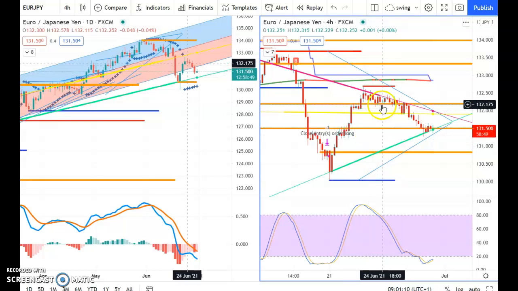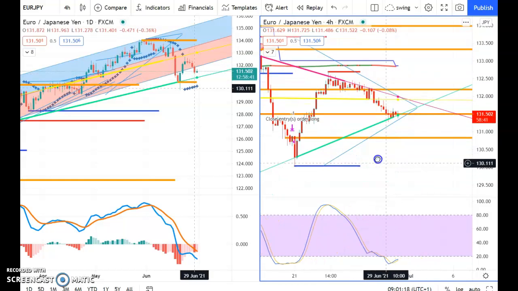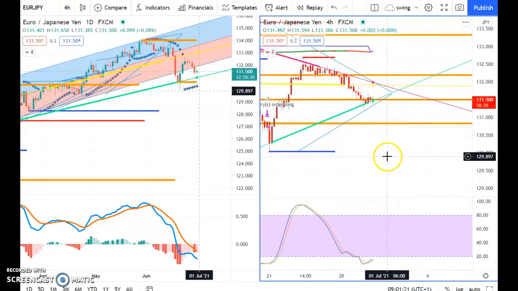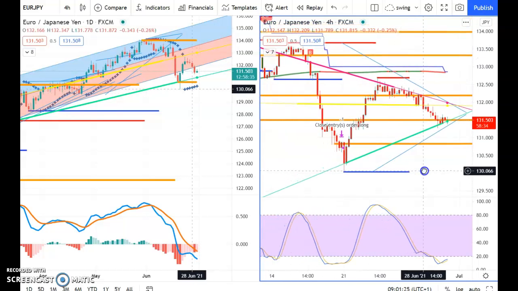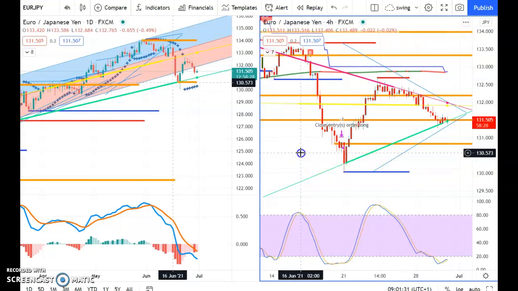All right, so we got in about 132. So we're up about 50 pips or so. We have a target of 129.65, which is right down here somewhere. We use a Fibonacci extension for that calculation. So fairly straightforward. There's nothing magical about this.